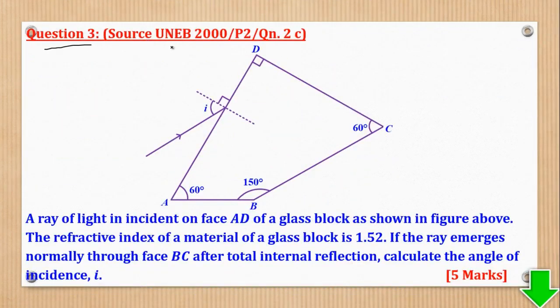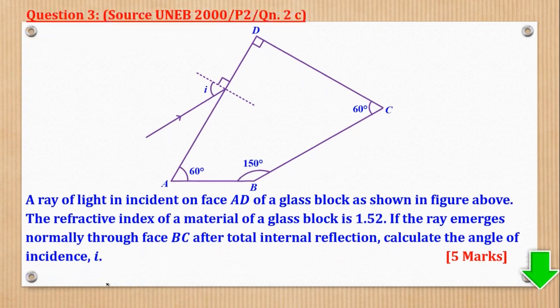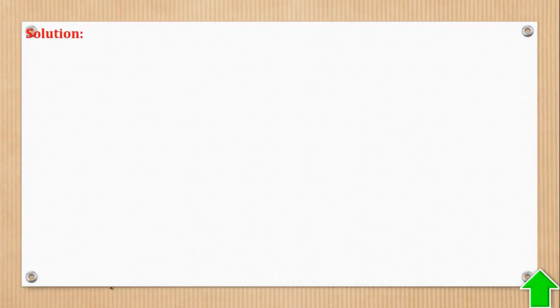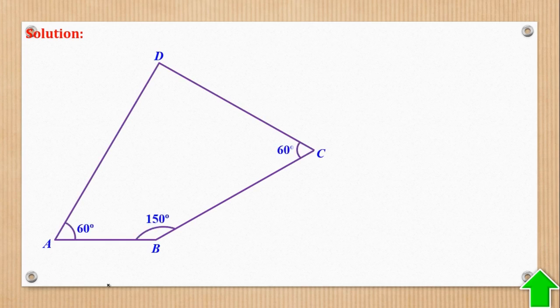Then question 3 came from UNEB, 2000, paper 2, question 2C. And it says, a ray of light is incident on face AD of a glass block as shown in the figure above. The refractive index of the material of the glass block is 1.52. If the ray emerges normally through the face BC after total internal reflection, calculate the angle of incidence I. So you need to redraw the ray to trace the path of that ray. So you come and redraw the diagram first. Then we shall put the angle of incidence.